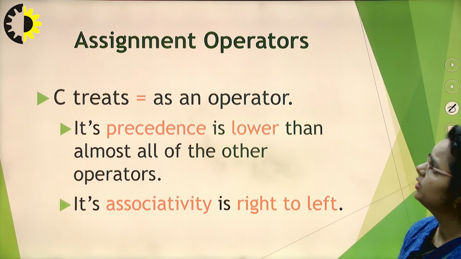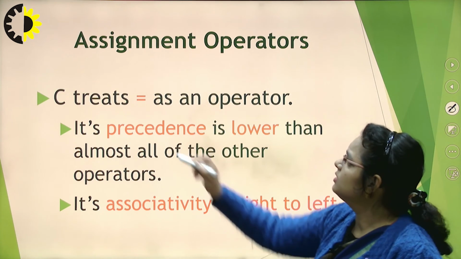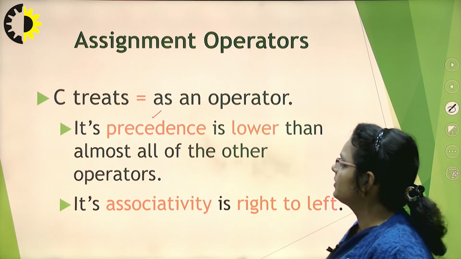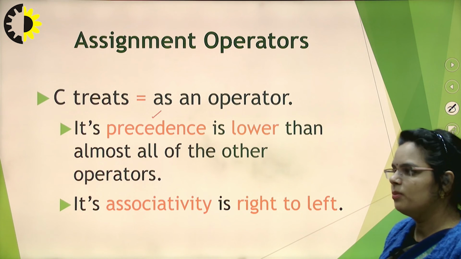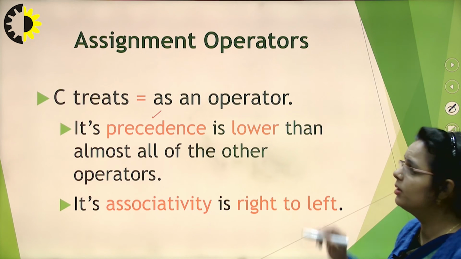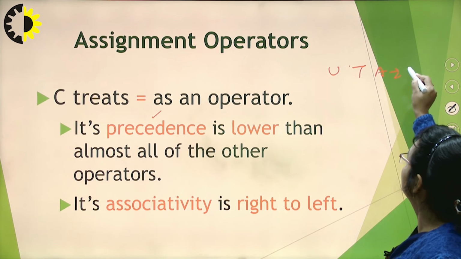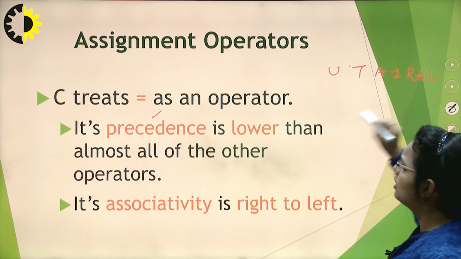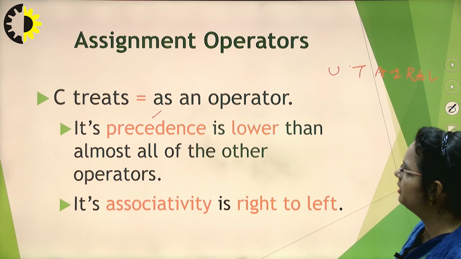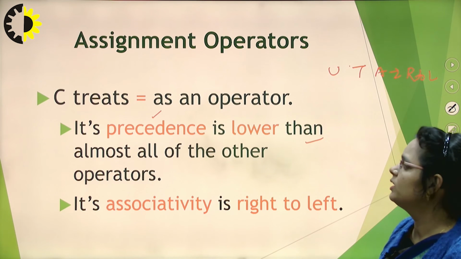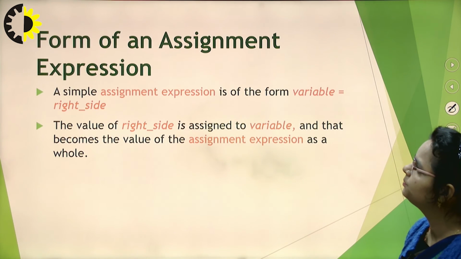Now let us move to the assignment operators. We know C programming treats the equal to sign as an assignment operator, and its precedence is very low compared to all other operators. As you remember, unary, ternary and assignment operators have associativity from right to left. So the assignment operator has quite a lower precedence, and its associativity is from right to left.